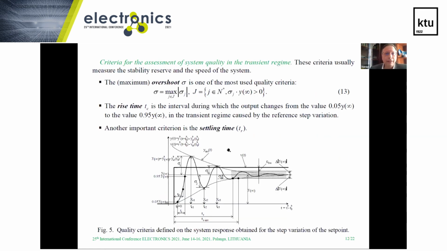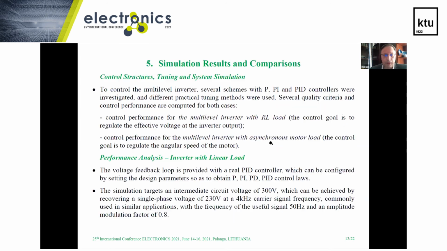Other criteria used in our study are the overshoot, rise time, and the settling time. And these criteria are defined in figure 5. The main results of our paper are represented here in simulation results and comparisons.